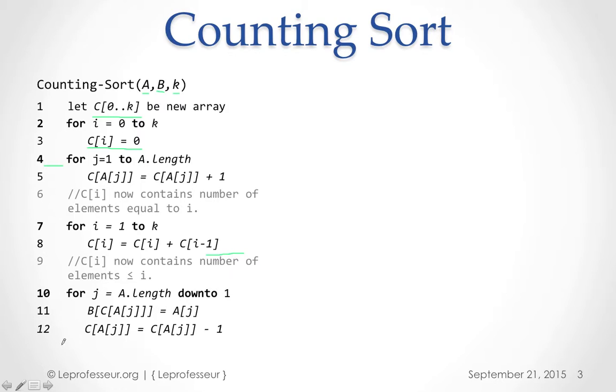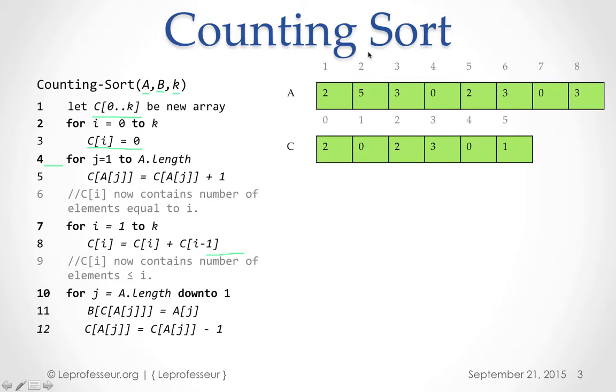And lines number 10 to 12 are just, after determining that information, storing the value in B at the correct position. How can we do that? Very simple. For example, A is your given input array, at position number 1.